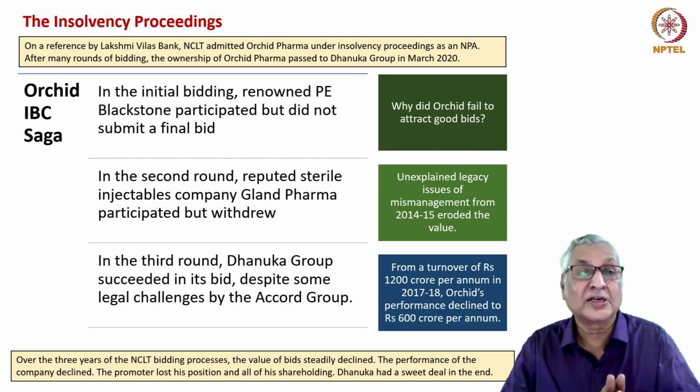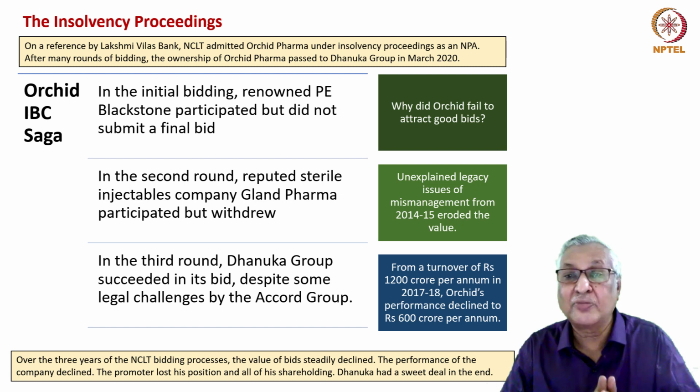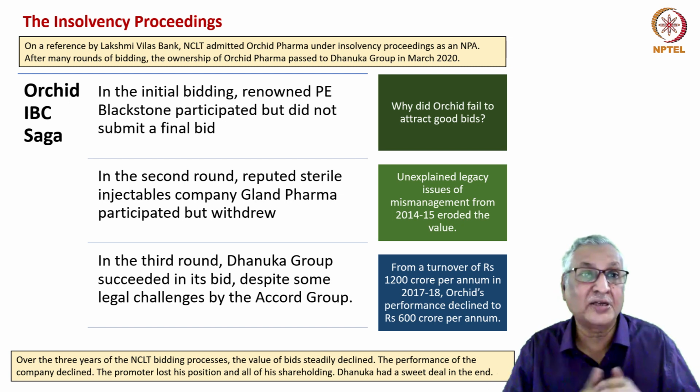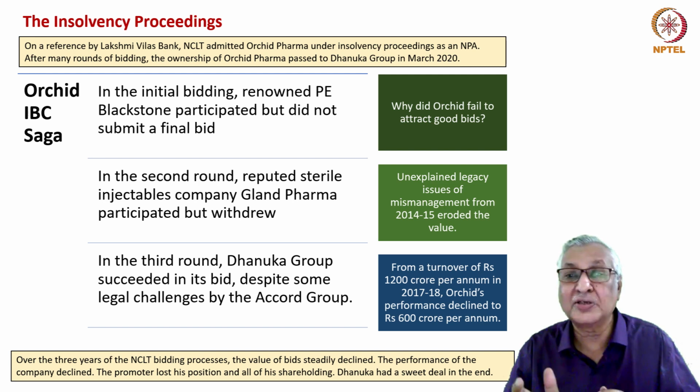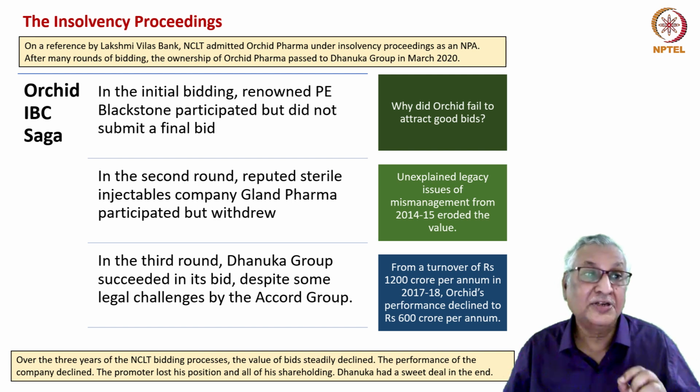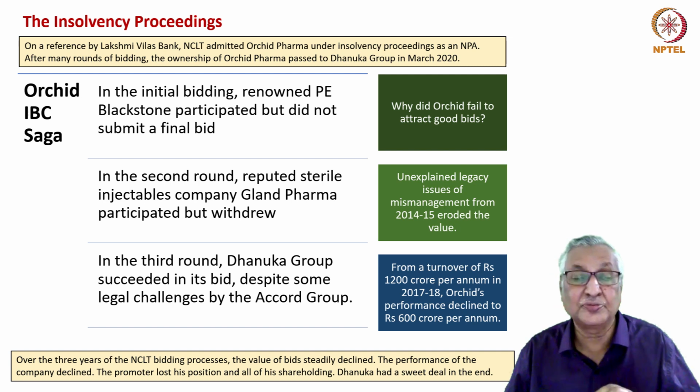On a reference by Lakshmi Vilas Bank, NCLT admitted Orchid Pharma under insolvency proceedings as an NPA. After rounds of bidding, the ownership of Orchid Pharma passed to the Dhanuka Group in March 2020. In the initial bidding, the renowned private equity investor Blackstone participated but did not submit a final bid. In the second round, the reputed sterile injectables company Gland Pharma participated but withdrew. In the third round, the Dhanuka Group succeeded in its bid, despite some legal challenges posed by the Accord Group, which was also competing in that round.